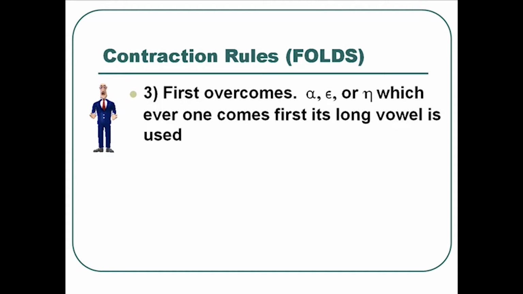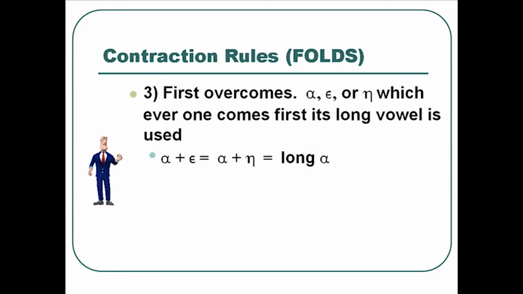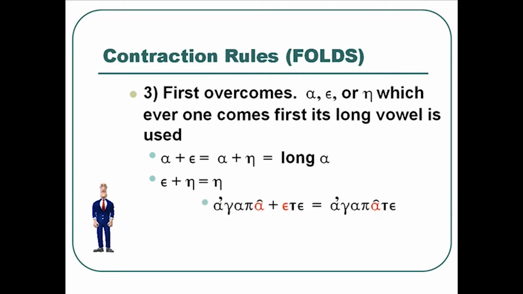Rule number 3 has to do with the alpha, epsilon, and eta vowels. The one that comes first overcomes, and its long vowel is used. So, for example, alpha plus epsilon is the same as alpha plus eta. They both go to a long alpha. Epsilon plus eta becomes a long epsilon, which is an eta. Agapa, then, when you add eta, the alpha and the epsilon go to a long alpha.